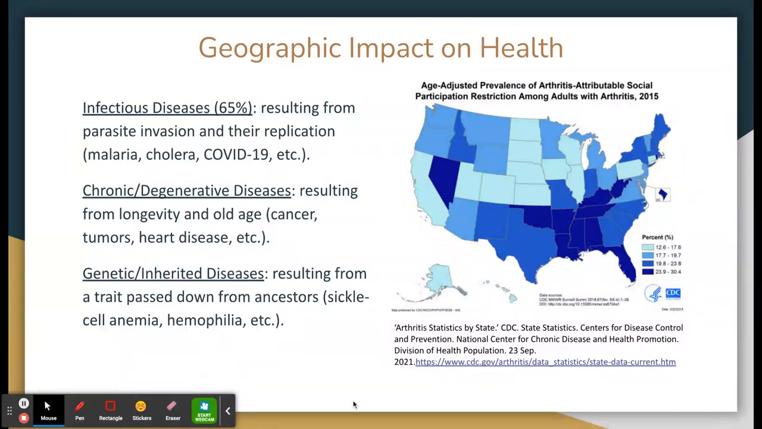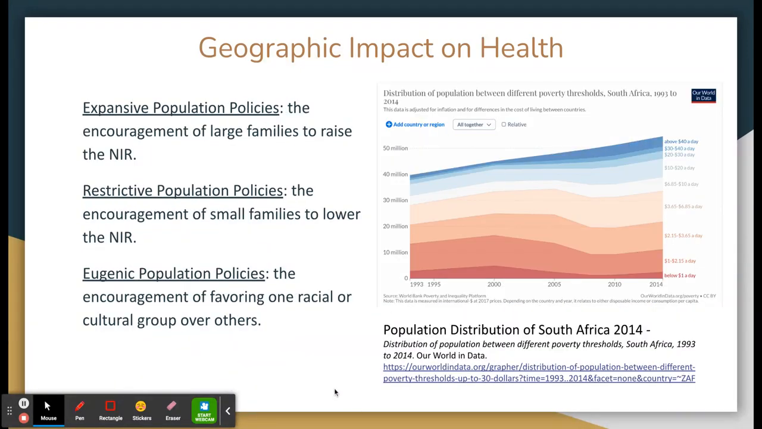To continue, we have geographic impact on health based on policies. Expansive population policies are policies that governments can set to encourage large families in order to raise the natural increase rate. Restrictive population policies are policies that the government can set to encourage smaller families in order to lower the natural increase rate, such as China's one-child policy.